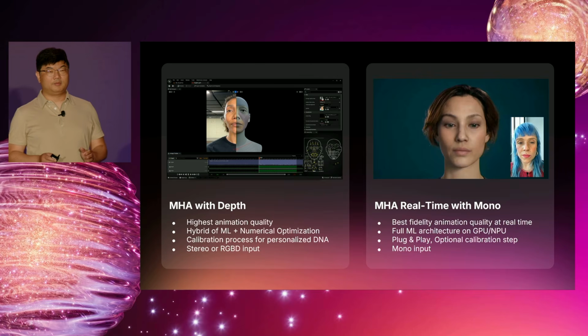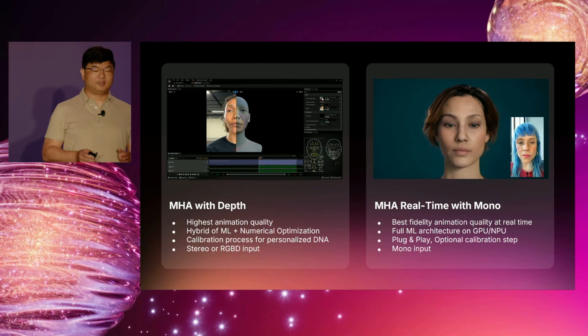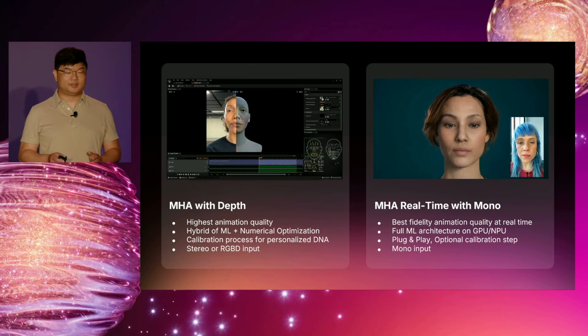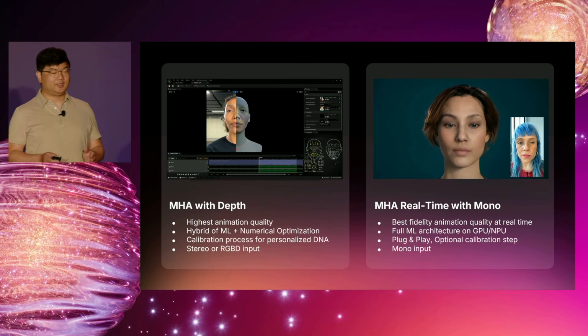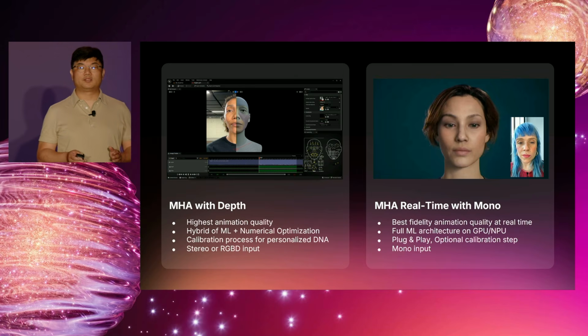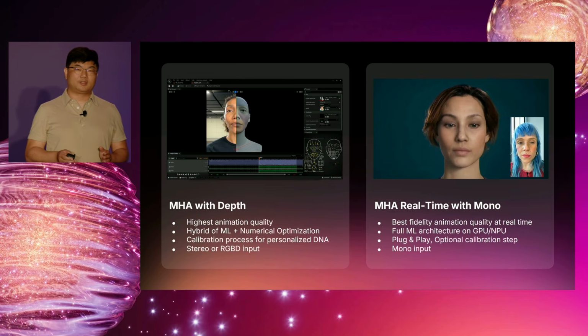So the original MetaHuman Animator was designed to achieve the highest animation quality by combining the numerical optimization techniques with assisted machine learning algorithms. It utilized the calibration process to build a high-quality personalized DNA rigs, and it also used the stepped input to accurately capture the facial deformations.